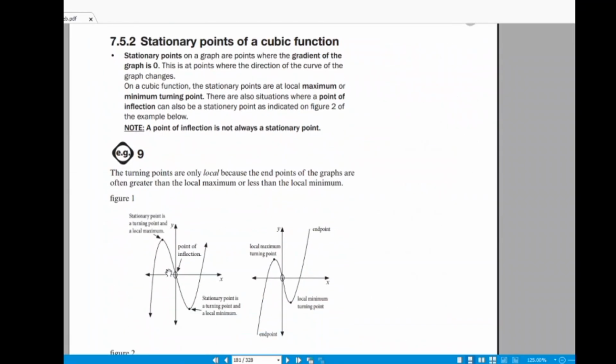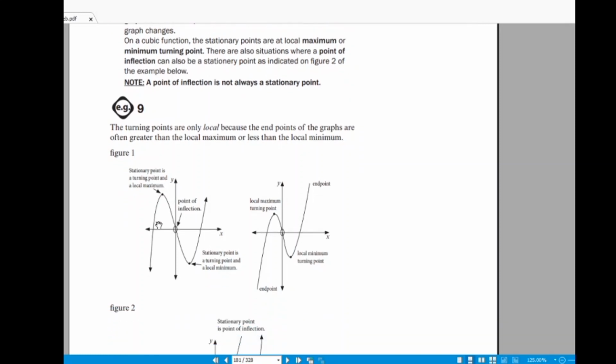Now we look at stationary points of a cubic function. Stationary points on a graph are points where the gradient of the graph is 0, right? So this is the point where the direction of the curve of the graph changes. On a cubic function, the stationary points are the local maximum or minimum turning points. There are also situations where a point of inflection can also be a stationary point, as indicated in these figures below, right?